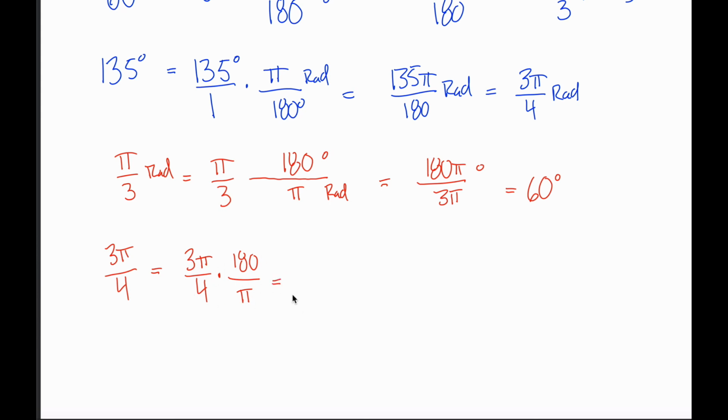You could multiply straight across if you want, or you can cancel out this pi and this pi. And then if you recognize that 180 is 4 times 45, you can cancel out this 4 and a 4 from up here, and what you're left with is just 3 times 45, which is 135, our measure in degrees.